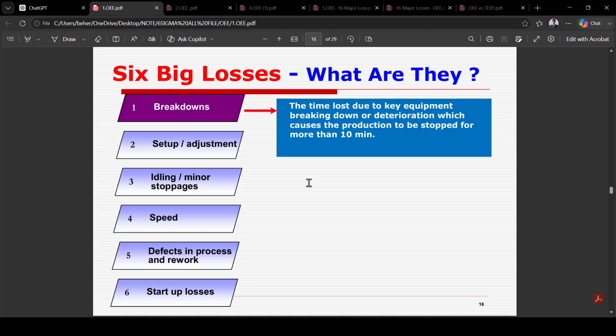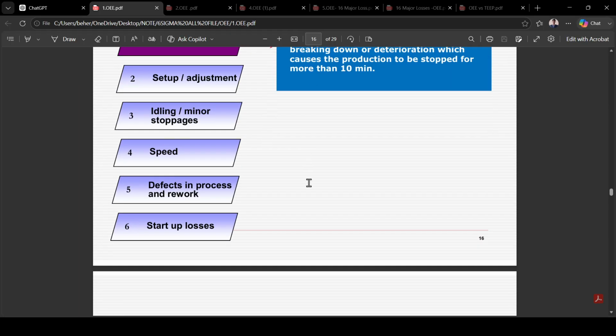First one is breakdowns. The time lost due to key equipment breakdown or failure, which causes the production to be stopped for more than 10 minutes.